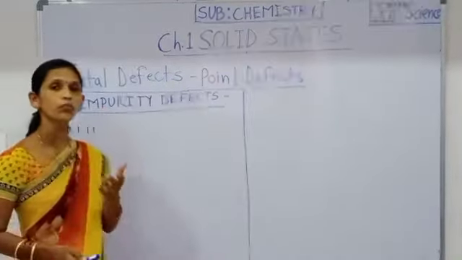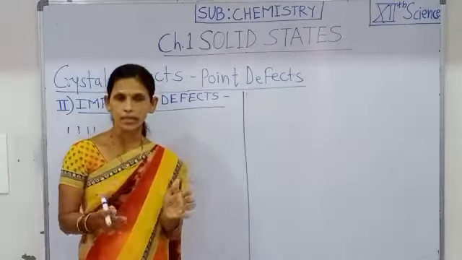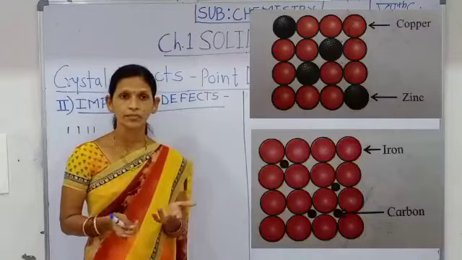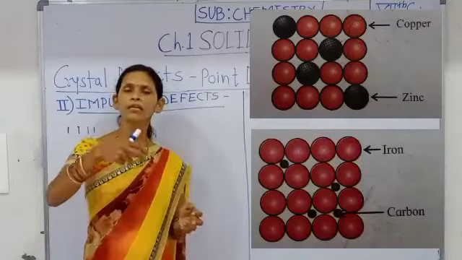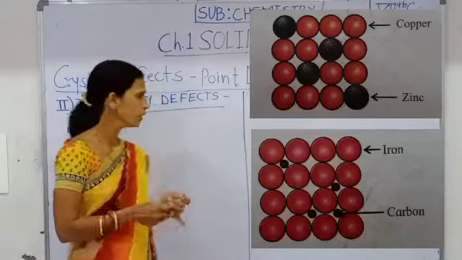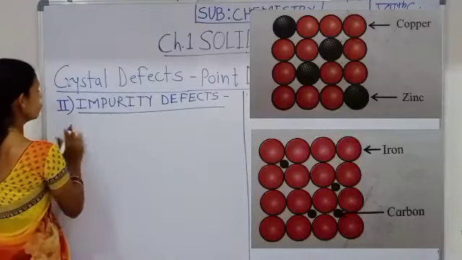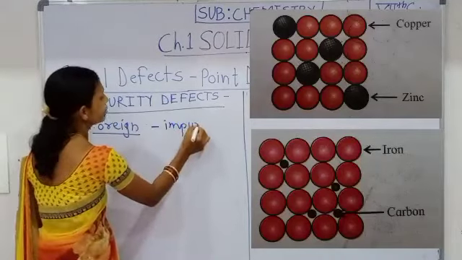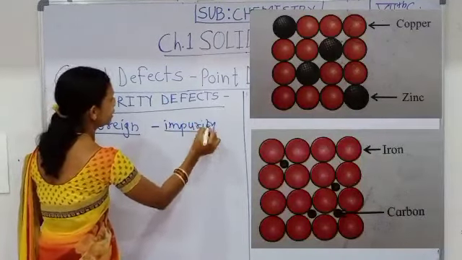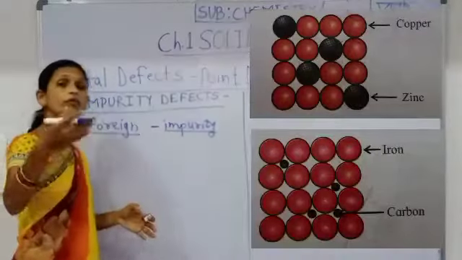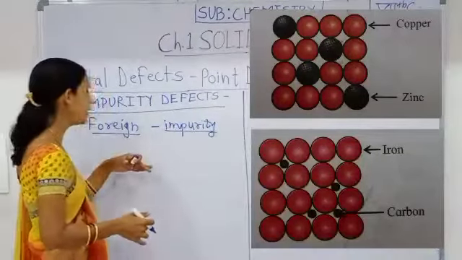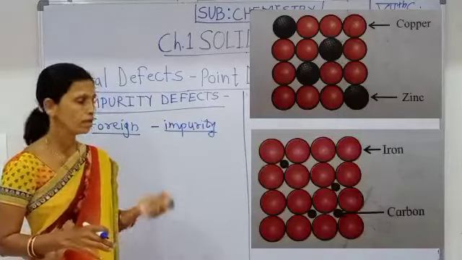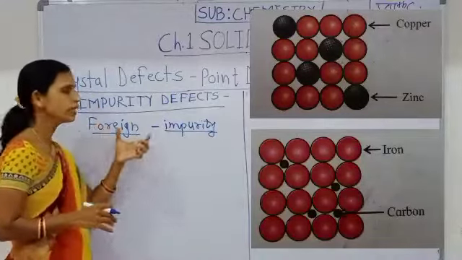See here, impurity defects are the defects obtained due to the foreign atom. Then what is a foreign atom? A foreign atom is the atom of an impurity, that is, an atom of another substance when added into the given crystalline substance. That is called a foreign atom.